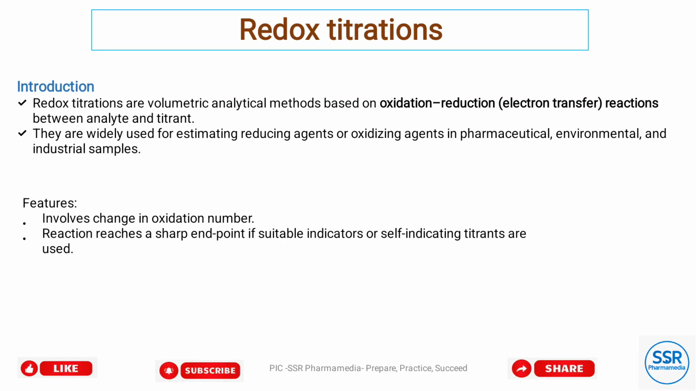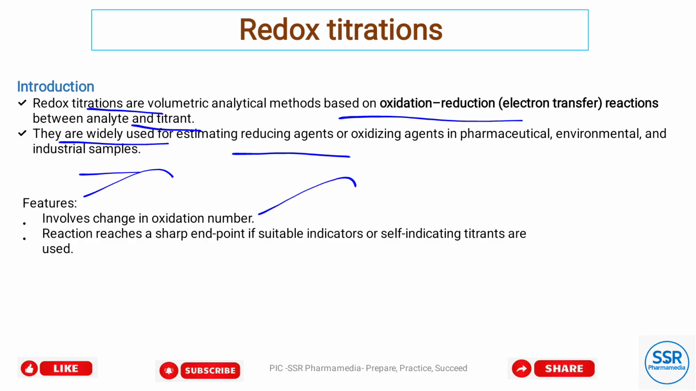An introduction. Redox titrations are volumetric analytical methods based on oxidation and reduction reactions between analyte and titrant. They are widely used for estimating reducing agents or oxidizing agents in pharmaceutical, environmental and industrial samples. The features of redox titrations are that they involve an exchange in oxidation number, and the reaction reaches a sharp endpoint if suitable indicators or self-indicating titrants are used.